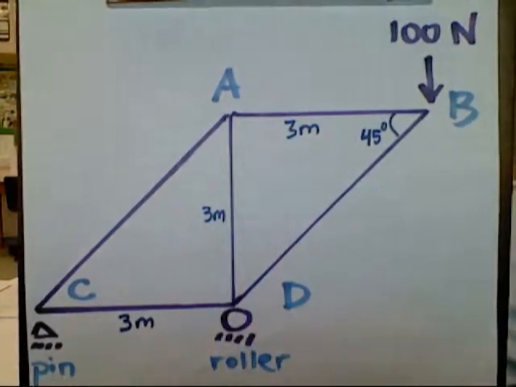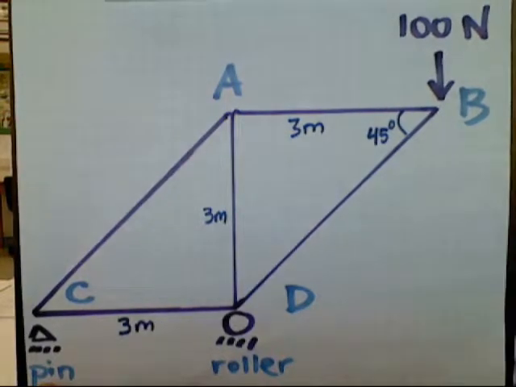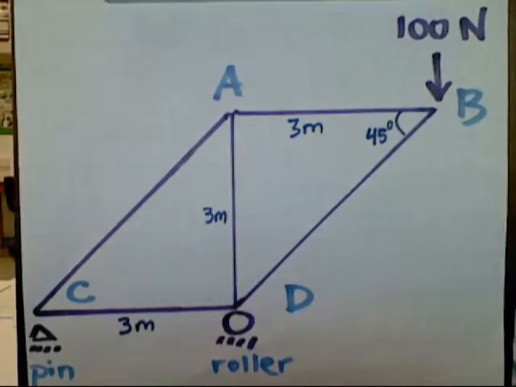Notice that there are two supports or two connections. One over here is a pin connection that we saw from the original picture, and one over here is a roller connection that we saw from the original picture.